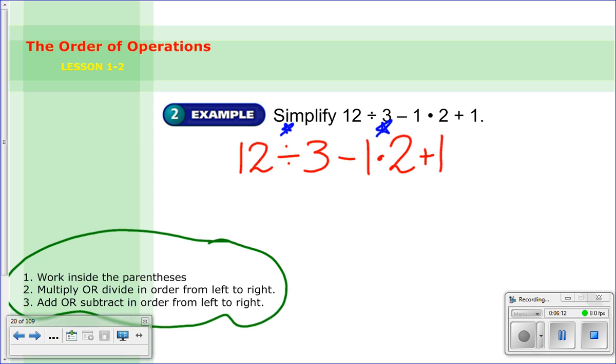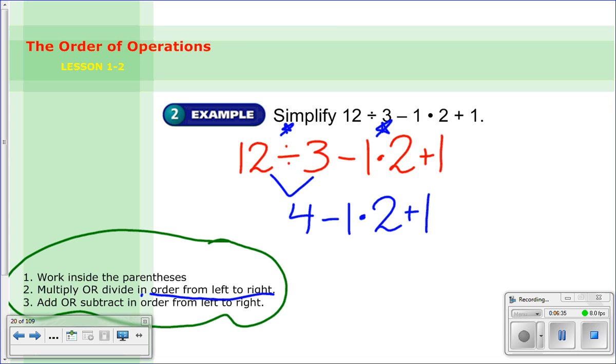In here it says in order from left to right. So whatever one comes first, that's what you do. So here 12 divided by 3 comes before 1 times 2. So we start here. 12 divided by 3 is 4. And I'm going to rewrite the rest of the problem. Now that's what I have. 4 minus 1 times 2 plus 1.